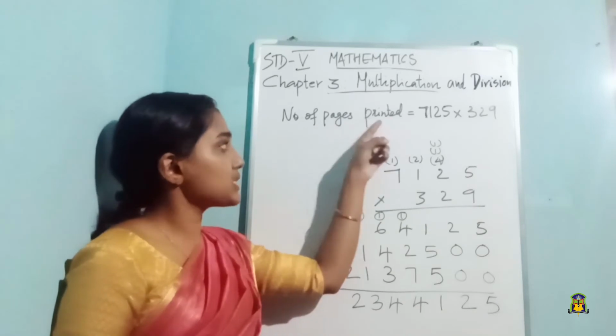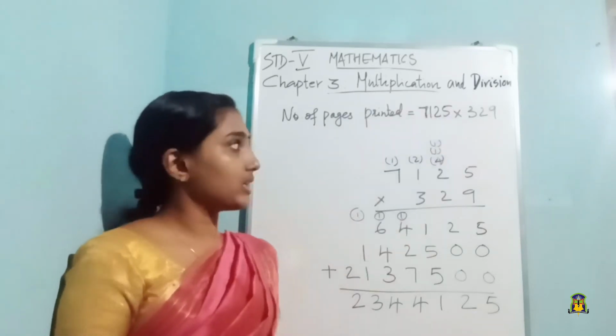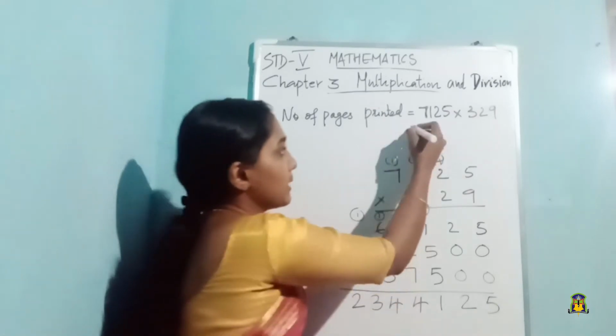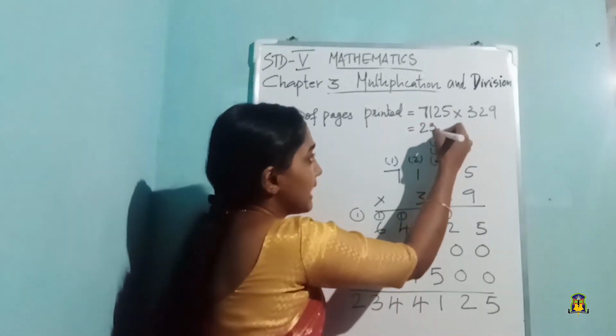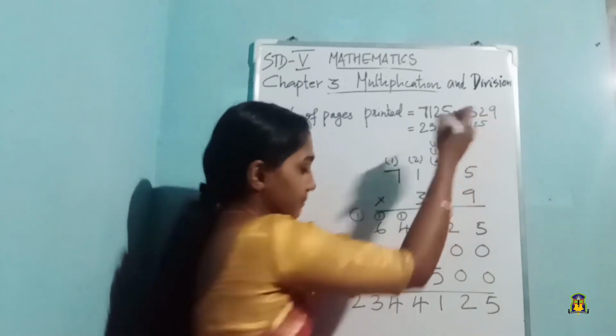So number of pages printed is equal to 7,125 into 329, which is equal to 23,44,125.